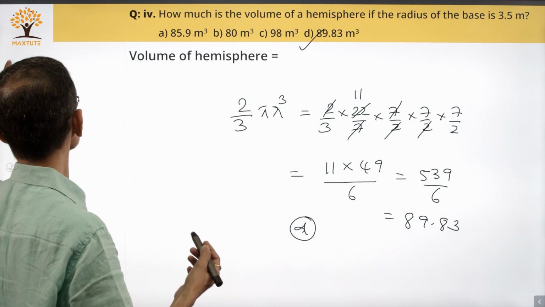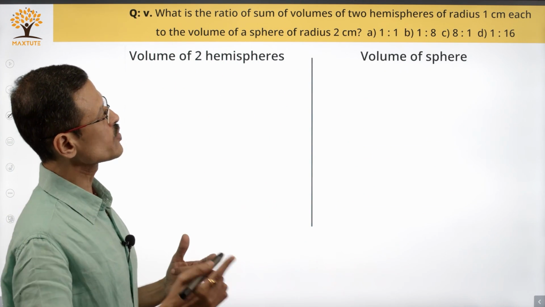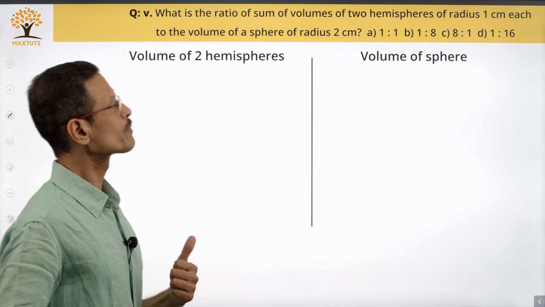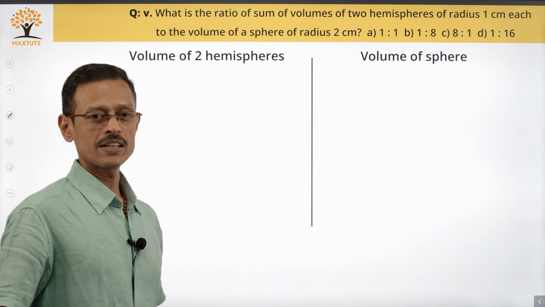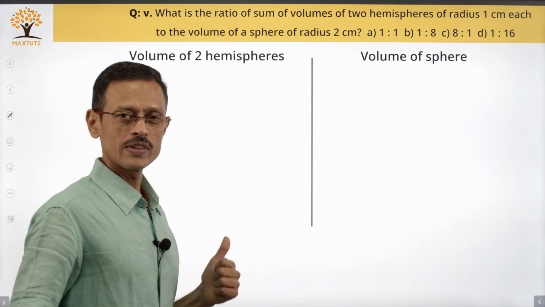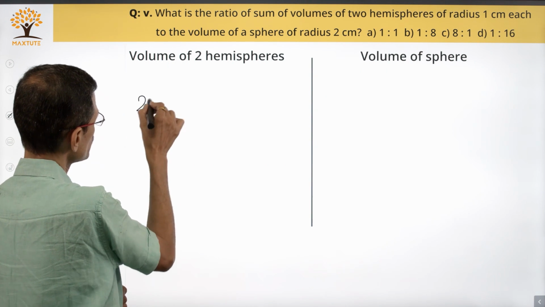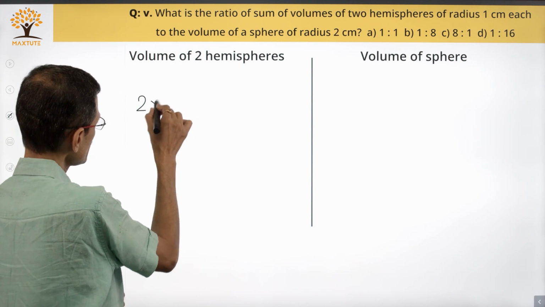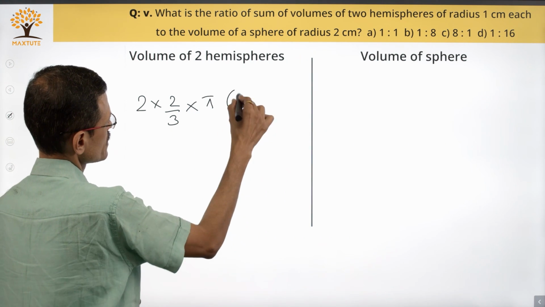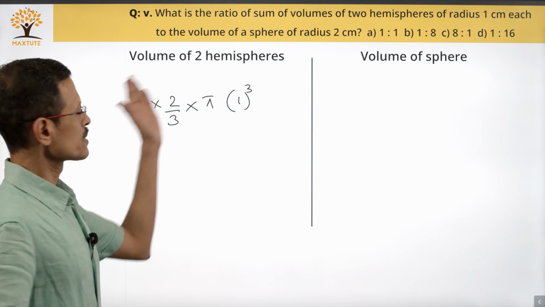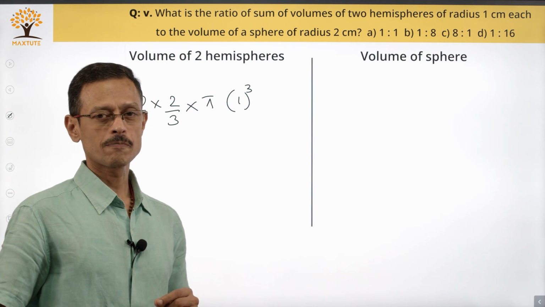Let's move on to the fifth part, the last one. What is the ratio of the sum of the volumes of two hemispheres of radius 1 centimeter each to the volume of a sphere of radius 2 centimeters? Volume of two hemispheres. Volume of a hemisphere is equal to 2 by 3 pi r cube. So this is 2 times 2 by 3 times pi, and r cube is equal to 1 cube. So this is the volume of the two hemispheres, each of radius 1 centimeter.